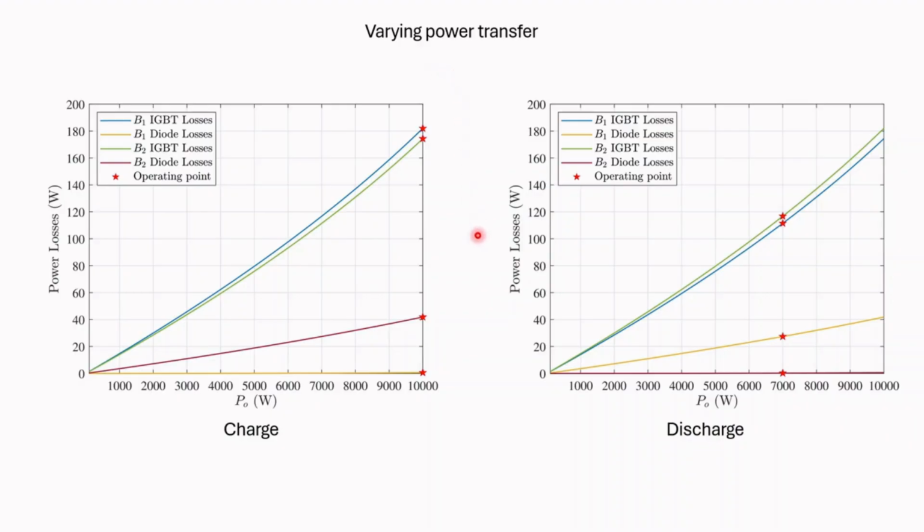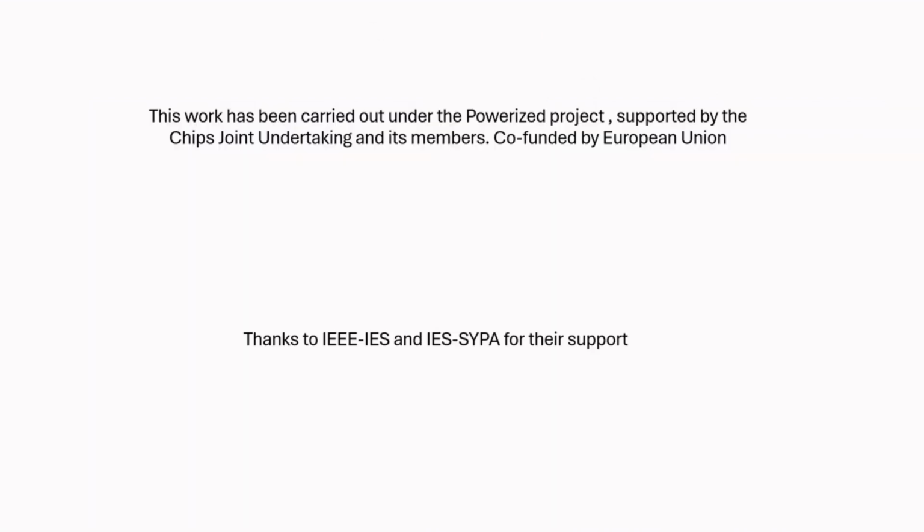It's also possible that the operating power when charging and discharging is significantly different. So here it's 10 kilowatts of operating power and 7 kilowatts of operating power during discharge. So power losses in all the devices will be significantly different in these two cases, and they will lead to asymmetrical thermal stresses. This work has been carried out under PowerRise project.